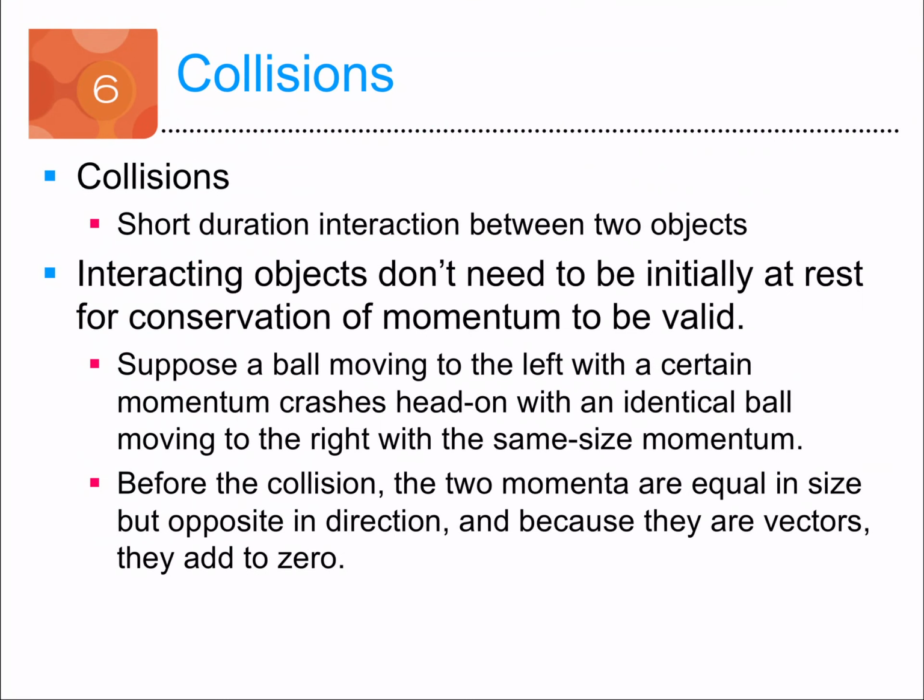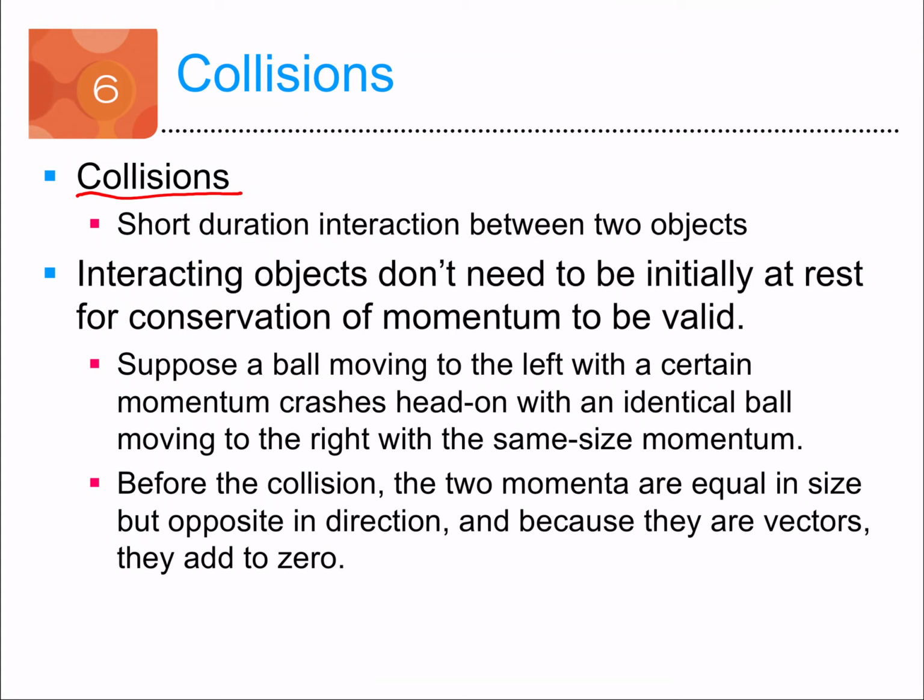This is Chapter 6, Part 4, and we're going to talk about collisions. So what we mean by a collision is a short duration interaction between two objects. Now keep in mind the interacting objects don't need to be initially at rest for conservation of momentum to be valid.